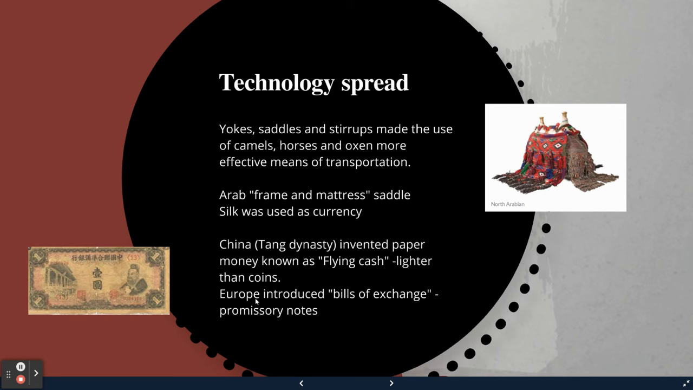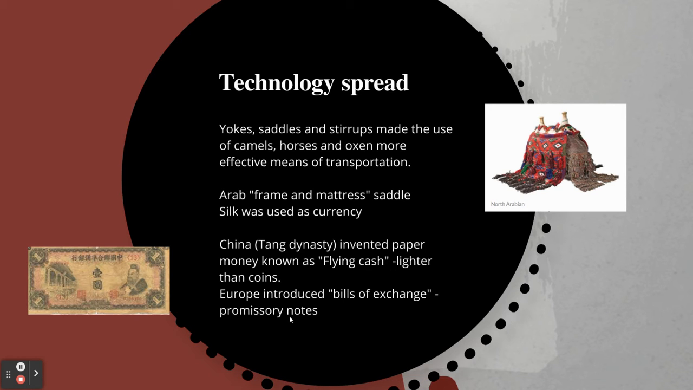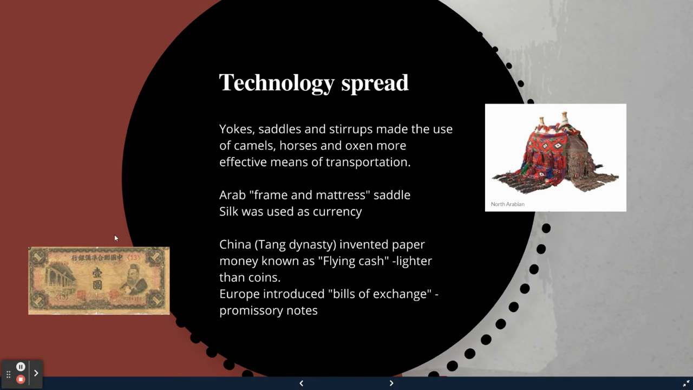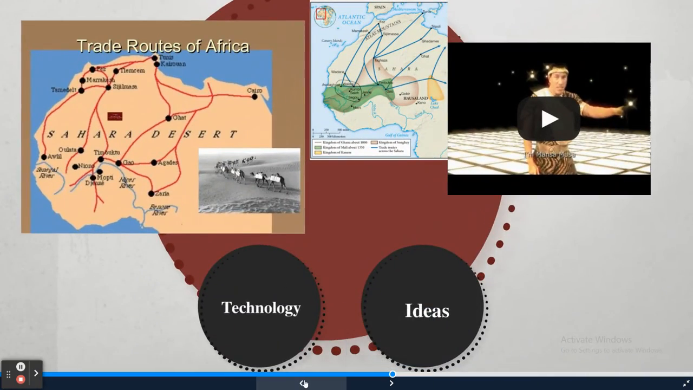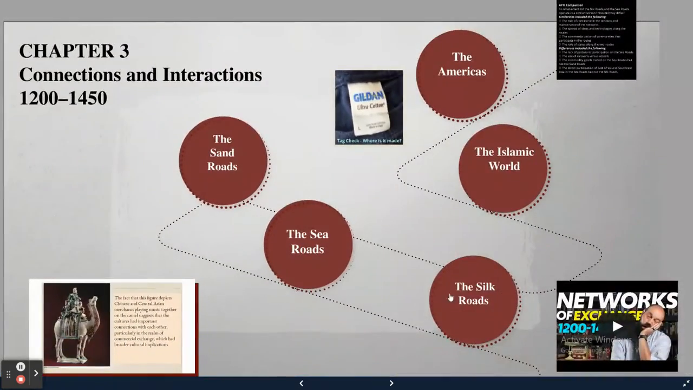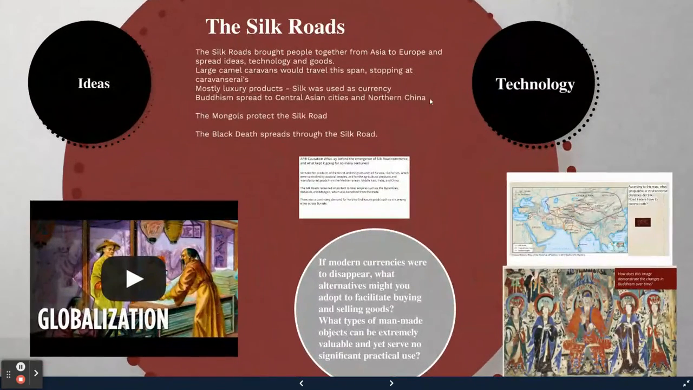This is also going to be where Europe introduces bills of exchange or promissory notes with money, with flying cash, and with loans. You're going to see the introduction of banking houses. That is going to be a necessity because of all of this. So, with the Silk Road, we see technology and ideas spread like wildfire.